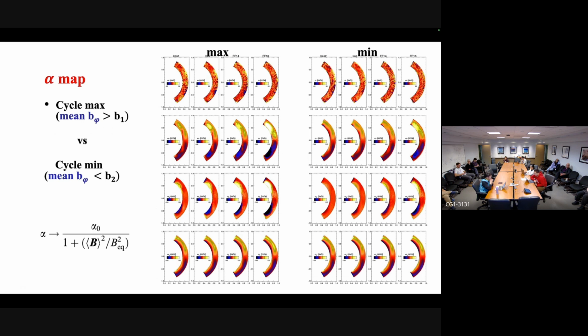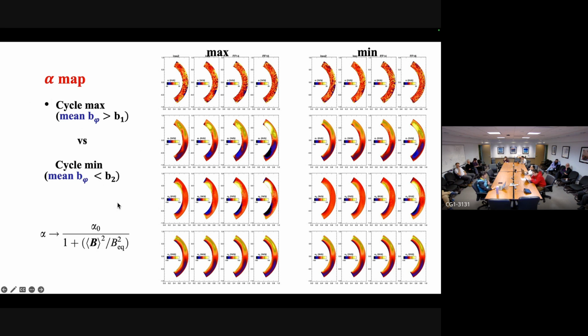And also, I can calculate the alpha maps during the cycle maximum and the cycle minimum, right? Because all the simulations don't really have a butterfly diagram, but we have cycle maxima and minima. What I define as maximum is this: at each moment I calculate the mean toroidal field. If the magnitude of the mean toroidal field is larger than a number, then I define it as the maximum, and if it is smaller than a number, then I call it the minimum. Then I extrapolate all these coefficients only using the maximum data points, and this one only using the minimum data points. So that means I have a way to separate the alpha map during the maximum period and the alpha map during the minimum period.